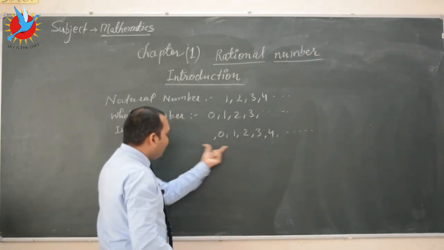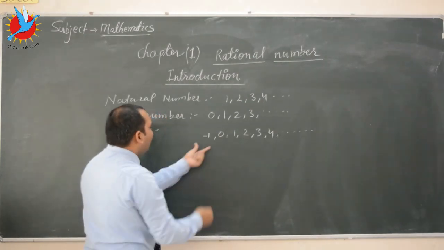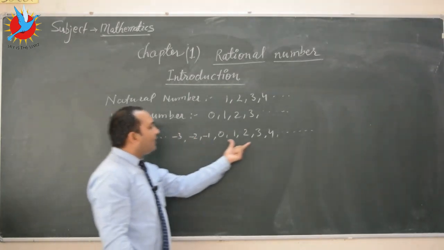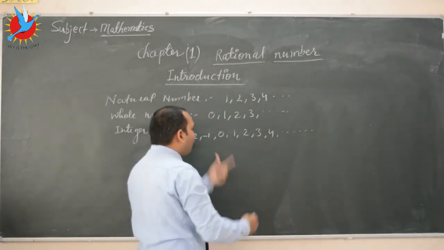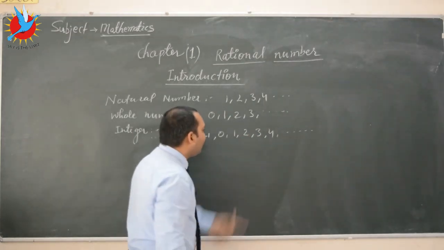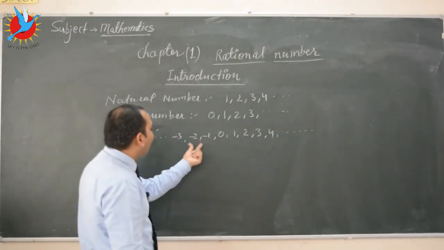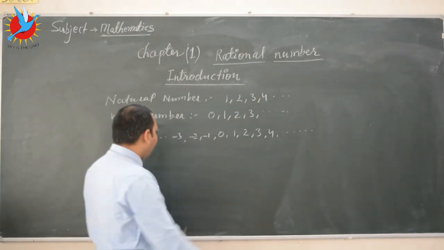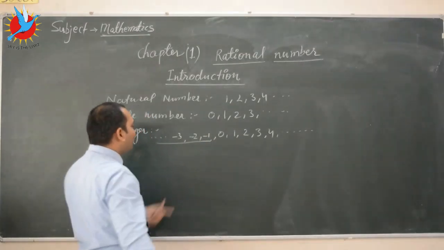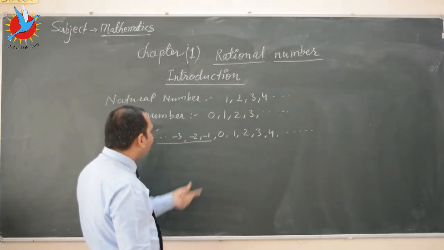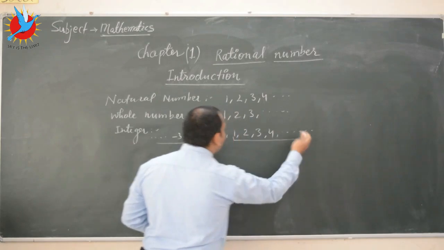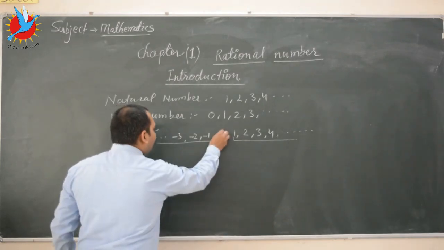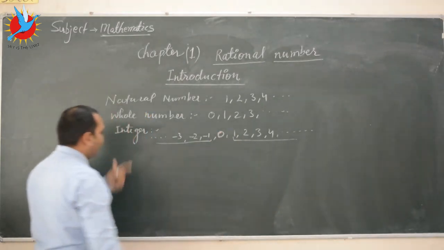And if we take the negatives of the natural numbers, that is minus 1, minus 2, minus 3, these are called the integers. Right side of the 0, 1, 2, 3, 4, these are called the positive integers, and the left side of the 0 are called the negative integers. 0 is also an integer, but it is neither positive nor negative.